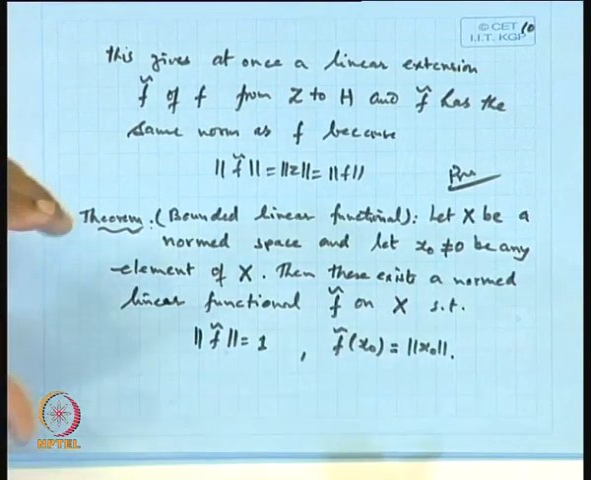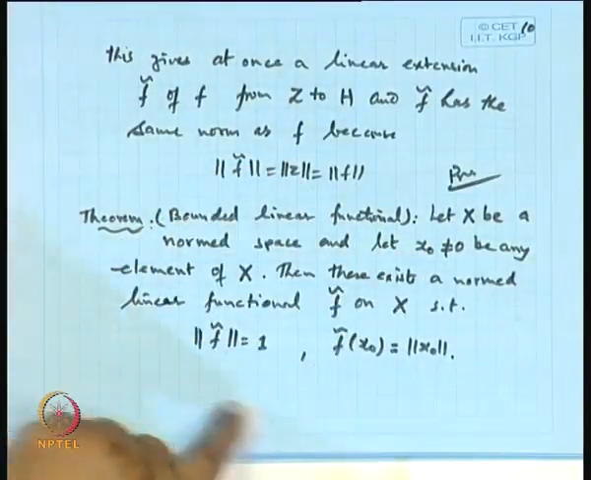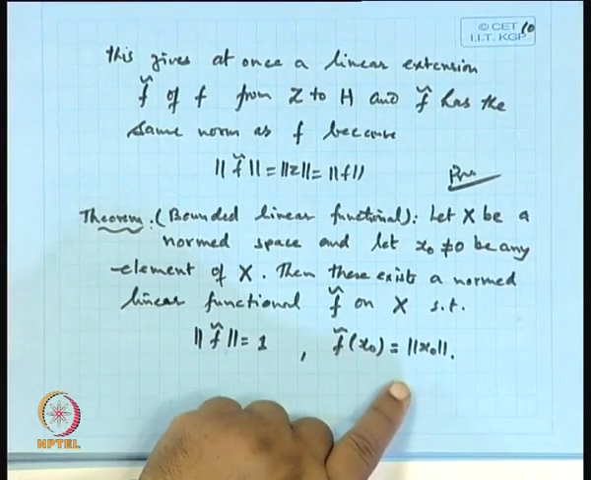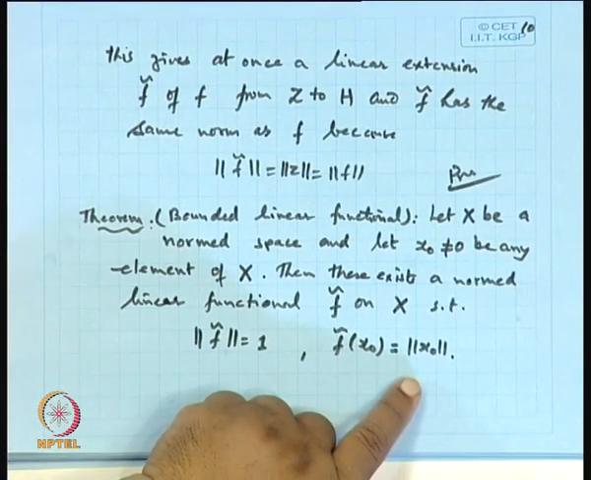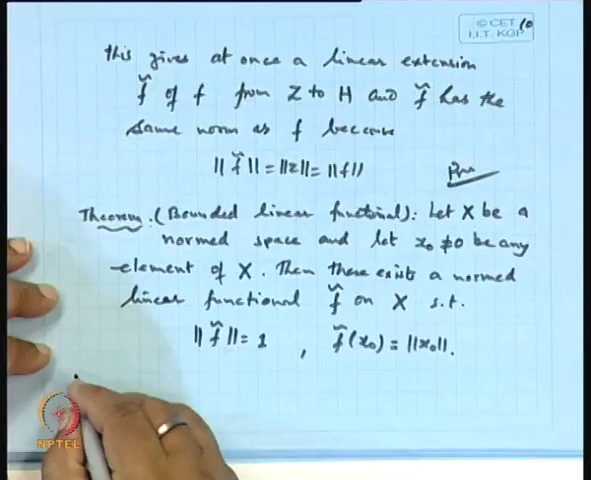This shows that if X is a normed space and if we pick up any non-zero vector in X, then there will always be a bounded linear functional associated with this x naught, which has the property that norm of f_delta is 1. So, normed spaces are very much enriched with bounded linear functionals. That is what it says.